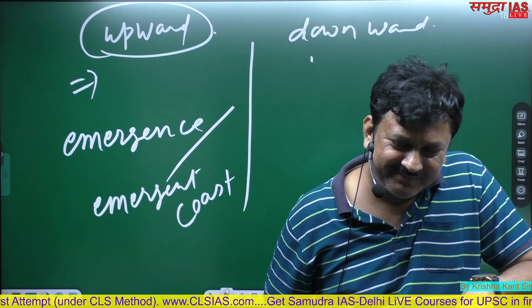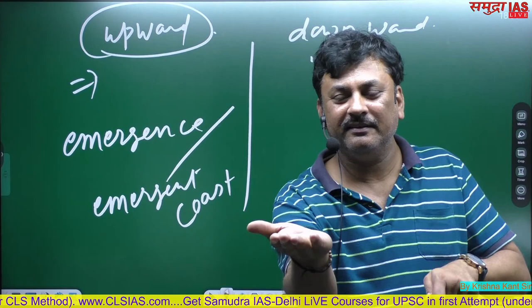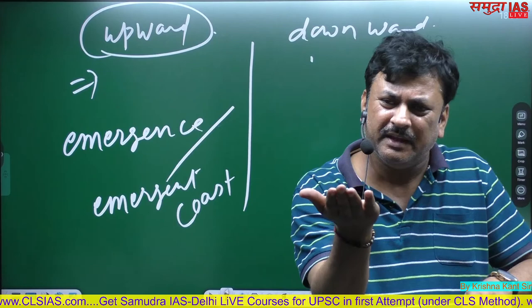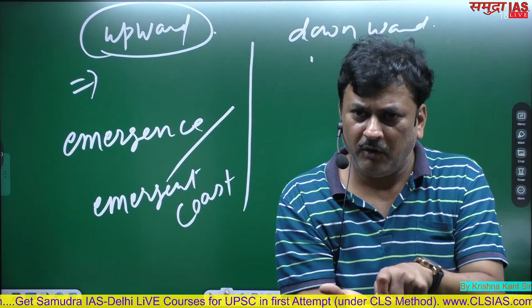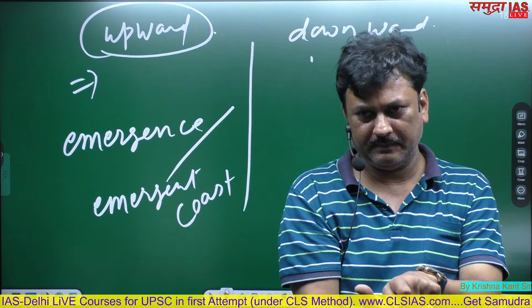Emergent coast will come out from the ocean. When it comes out of the ocean, it will be part of the continent, not part of the oceanic area. Oceanic water will not be in that part.